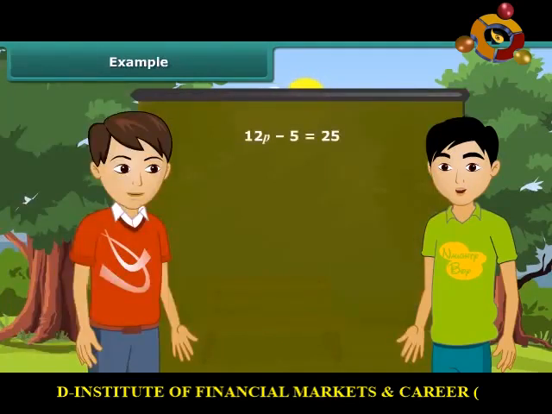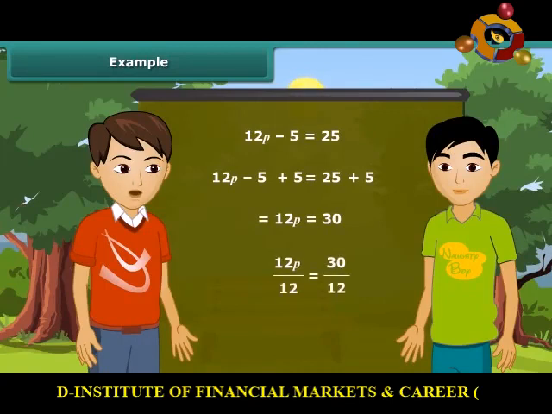Ajay, can you solve this equation? Yes. To get 12p on the left-hand side, we will add 5 to both the sides. We get 12p is equal to 30. Now divide both sides by 12. We get the answer p as 5 upon 2. Very good. Do you know that we can solve these problems by transposing also?